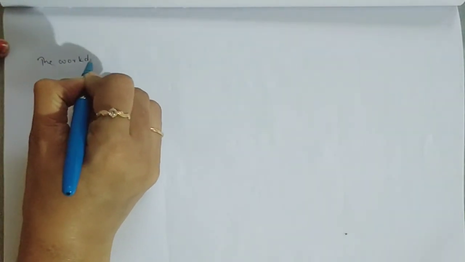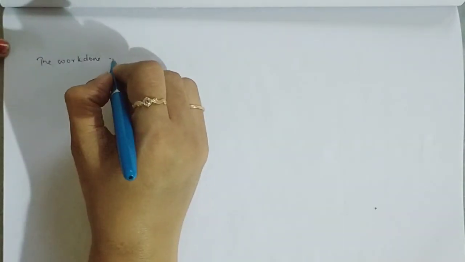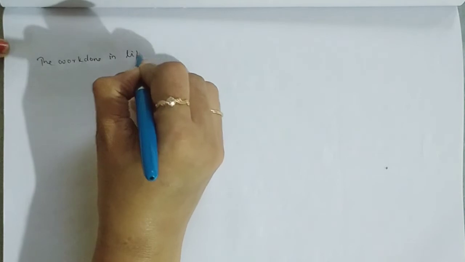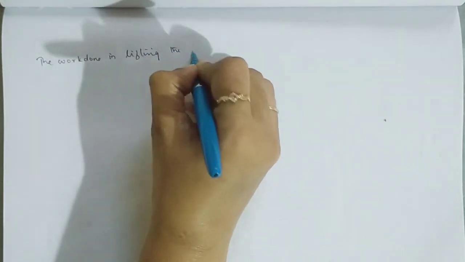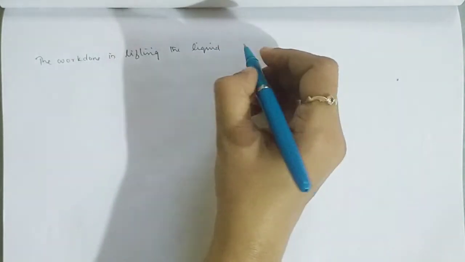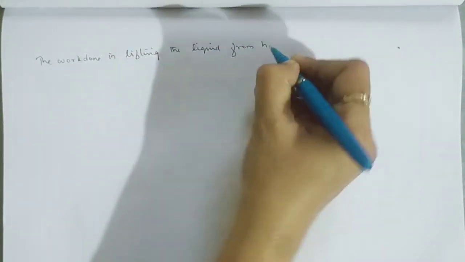The work done in lifting the liquid from H1 to H2. എങ്ങനെ എഴുതാം? That is mg (H2 minus H1). Okay, mg (H2 minus H1). ഓക്കെ, അപ്പോൾ ലിഫ്റ്റ് ചെയ്യുന്ന വർക്ക് ഡൺ എത്രയാണെന്ന് നമ്മൾ പറഞ്ഞു. ഇനി ഫ്ലോ ചെയ്യുന്നതിൻ്റെ കൂടി നമുക്ക് കണ്ടുപിടിക്കാം.